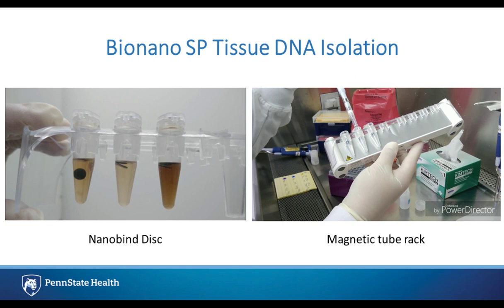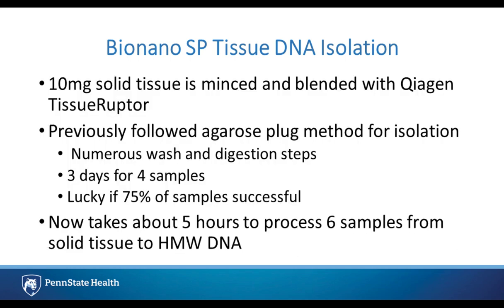The Bionano SP tissue DNA isolation protocol utilizes a Nanobind disk to bind the DNA without shearing it in any way, allowing you to obtain high molecular weight DNA, which is at least 150,000 base pairs in length. It also uses a magnetic tube rack to bind the disk, which is paramagnetic, to the wall, so that you can do easy buffer washing steps as well. This begins with approximately 10 milligrams of solid tissue that's minced and then blended. I use a QIAGEN TissueRuptor for that.